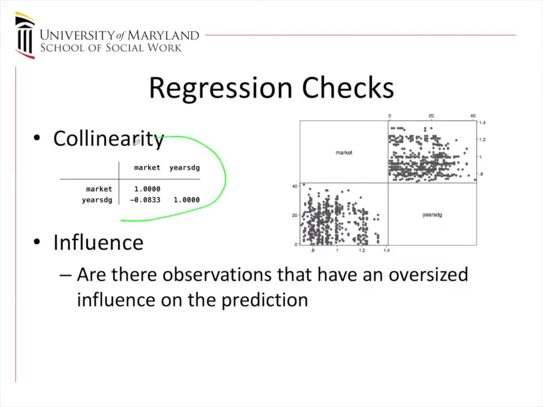Collinearity, it's simple to check. Here's just a correlation between market condition and years. You can see that they're not particularly related. So these variables I wouldn't worry at all about. You can use a graph to look at it as well. So pretty standard, easy technique for checking that.